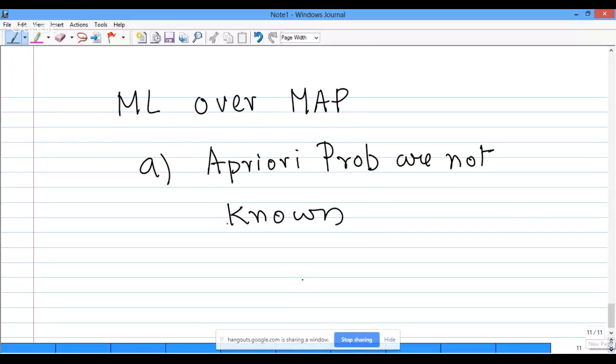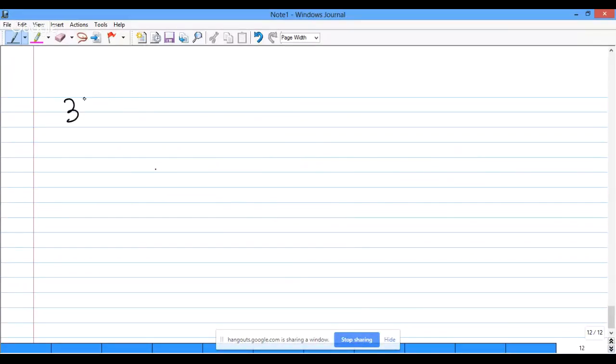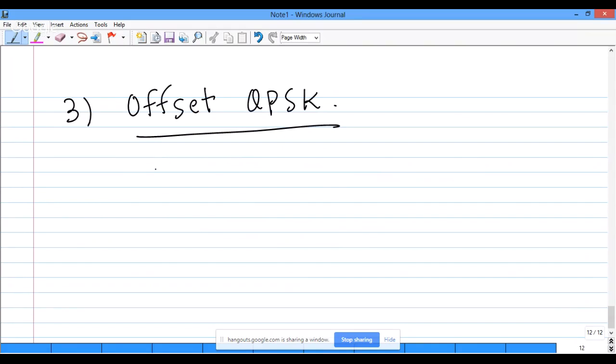So the question that we have is related to offset QPSK. Now, in general, if we are talking about offset QPSK, then we have seen in the lecture that the main idea behind it is... so let me first draw the constellation structure of QPSK.